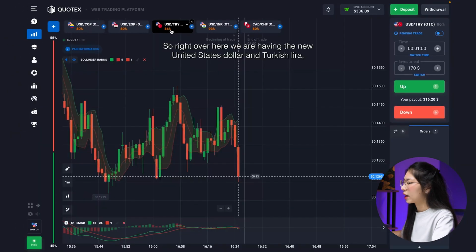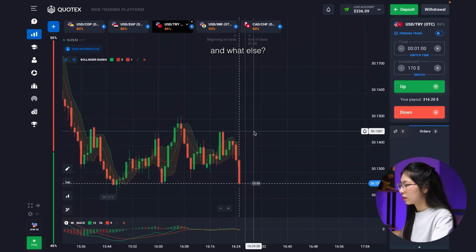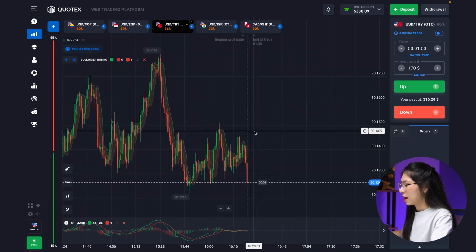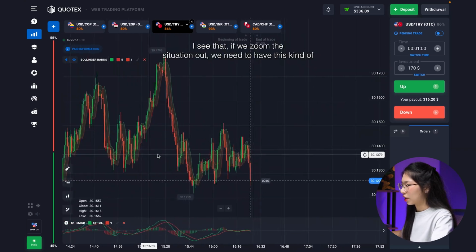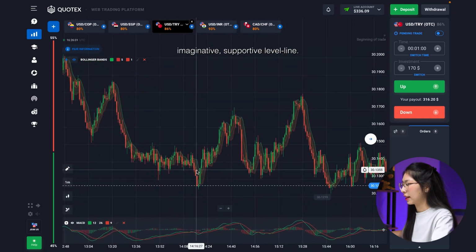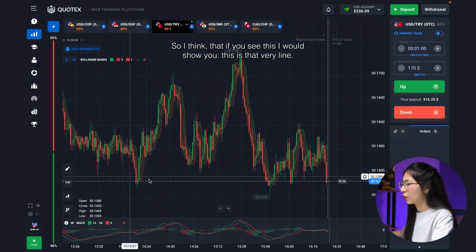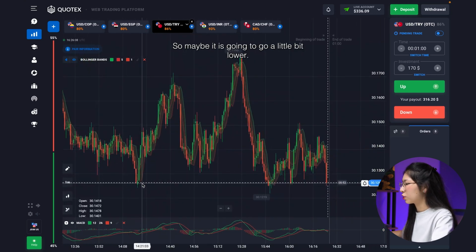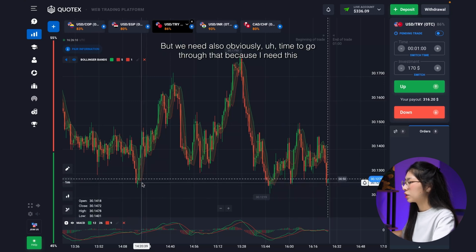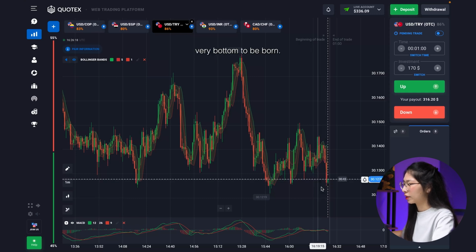Okay, right over here we have the United States dollar and Turkish lira. What else? I see that if we zoom this situation out, we need to have this kind of imaginative support level line. I think that if you see this, I will show you this very line. Maybe it's going to go a little bit lower, but we obviously need time to go through that because I need this very bottom to be born.